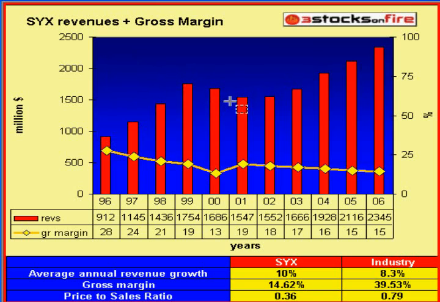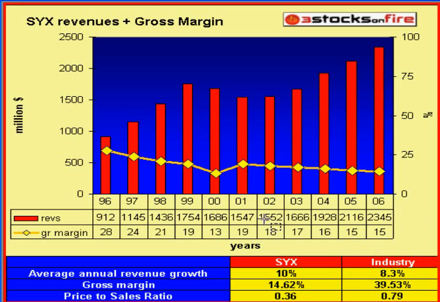Then they declined to a low of 1.547 billion in 2001, and then started growing again. For 2006, results were out yesterday after the close, and they were $2.345 billion, or $2,345 million, and I was expecting just a bit more, at 2.4 billion. So a bit below my expectations. Average annual revenue growth since '96 has been 10% a year, and the industry grew 8.3% from 2005.